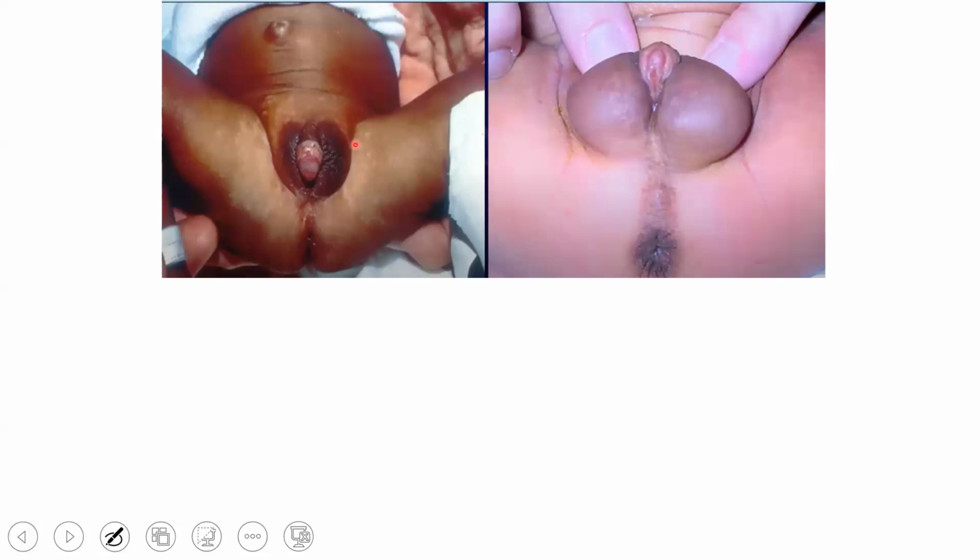Now look at this one. Can you tell me what is happening here? Can someone name these anomalies? Name these anomalies, guys, very fast so that we can finish within the stipulated time.